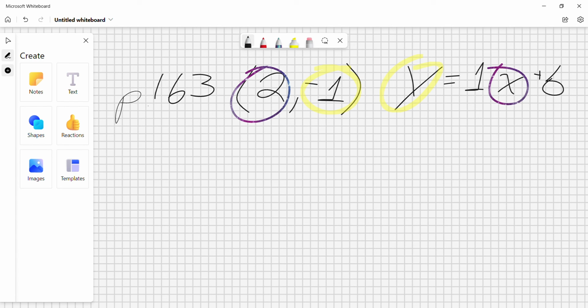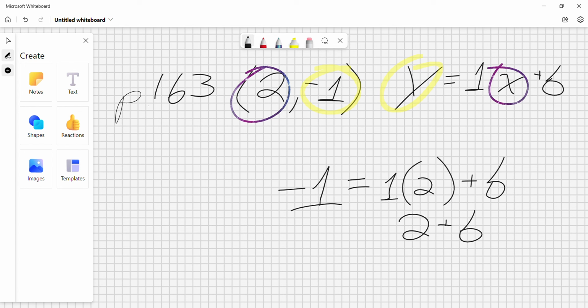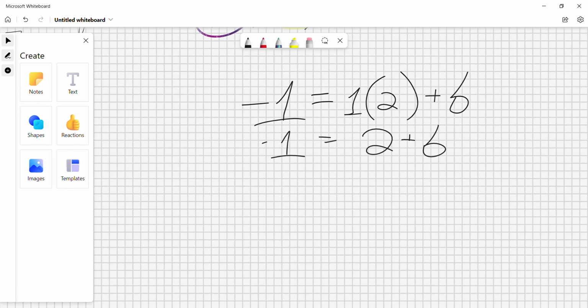So -1 is my y value. -1 equals 1 times x, which is 2, plus b. So let's simplify this out. So 2 plus b is -1. Subtract, be careful here. It can be easy to lose your signs. We want to subtract 2 from both sides, right? -2, -2, and I'm going to get -3 equals b. So my y-intercept is -3.